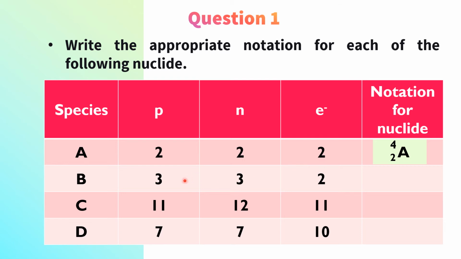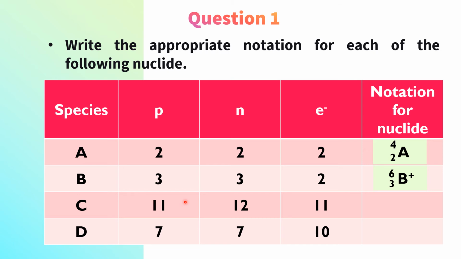Okay, then we look at the second species. We have number of protons 3, number of neutrons 3, number of electrons 2. So the answer is 6 3, where the 6 is from the total number of protons and neutrons, and the number of electrons is less than the protons, so it's a positive ion. Okay, a positive ion donates electrons.